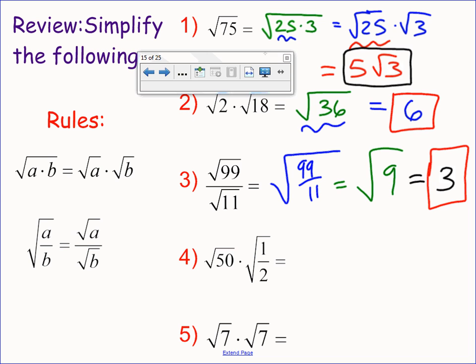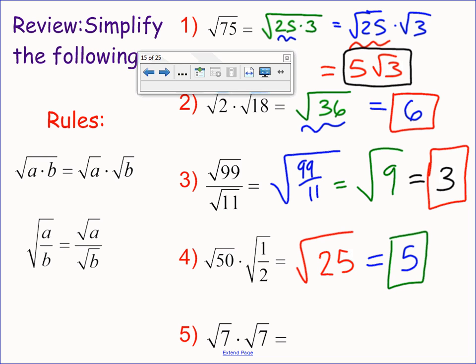The square root of 50 times the square root of 1/2, we could rewrite as a product inside. So that's a single radical. 50 times a half. 50 times a half is 25, and that itself is an integer. So that would equal 5.